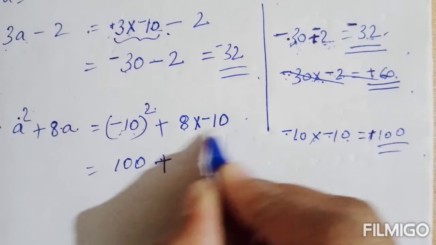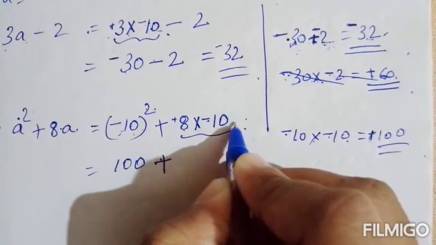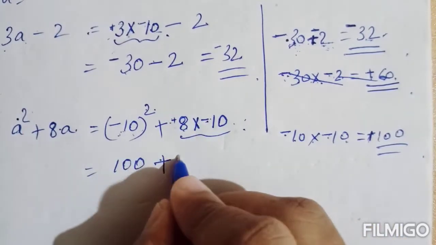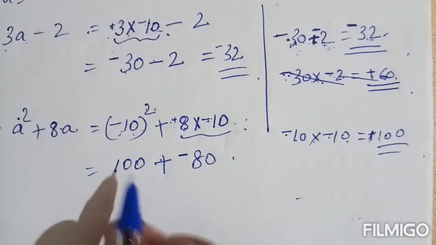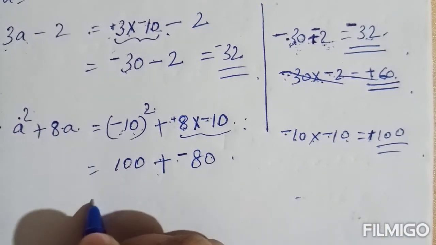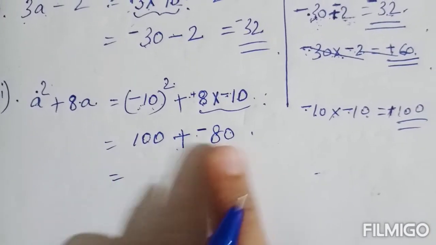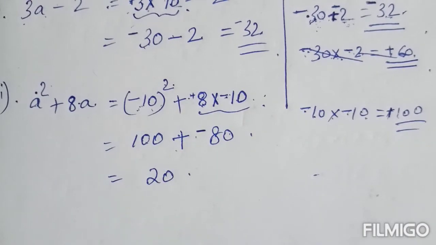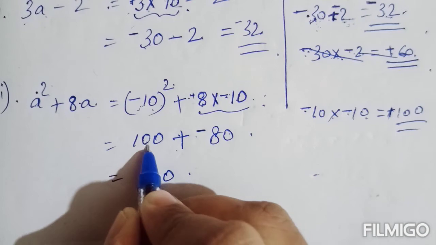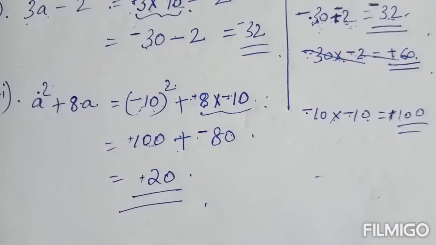Plus 8 into minus 10. Positive 8 into negative 10, positive into negative is negative. 8 into 10 is 80. So 100 plus minus 80. We know how to add a negative number and a positive number. First do the subtraction, 100 minus 80 is 20. Put the sign of the greater integer. Here the greater number is 100, and its sign is positive. So this will be positive 20, or simply 20. So this will be the answer.